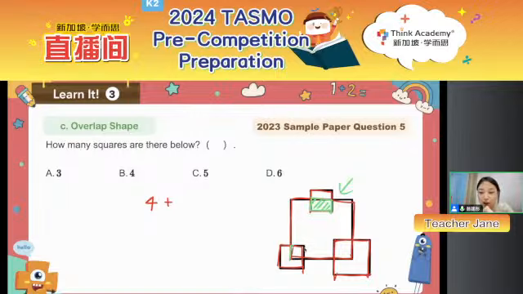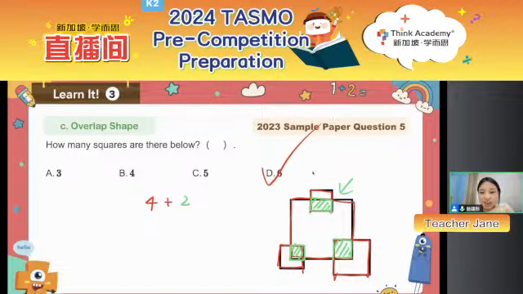Then how about this one and this one? Yes, they are. So we can see there are 2 more squares because they are overlapped. And then they form a new square here, right? So everyone, we can shout out together. What is the final answer here? That will be 6. Perfect, everyone.